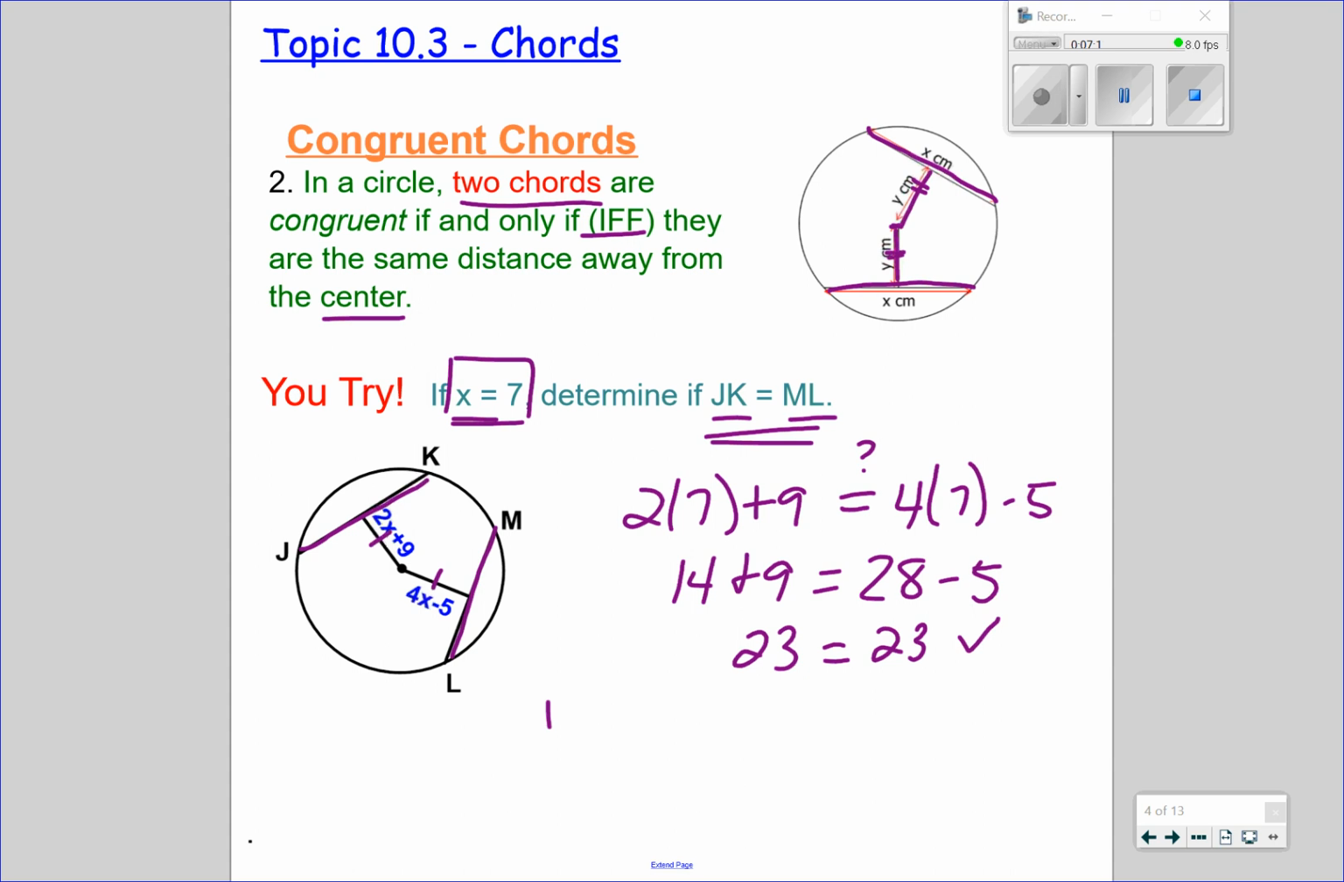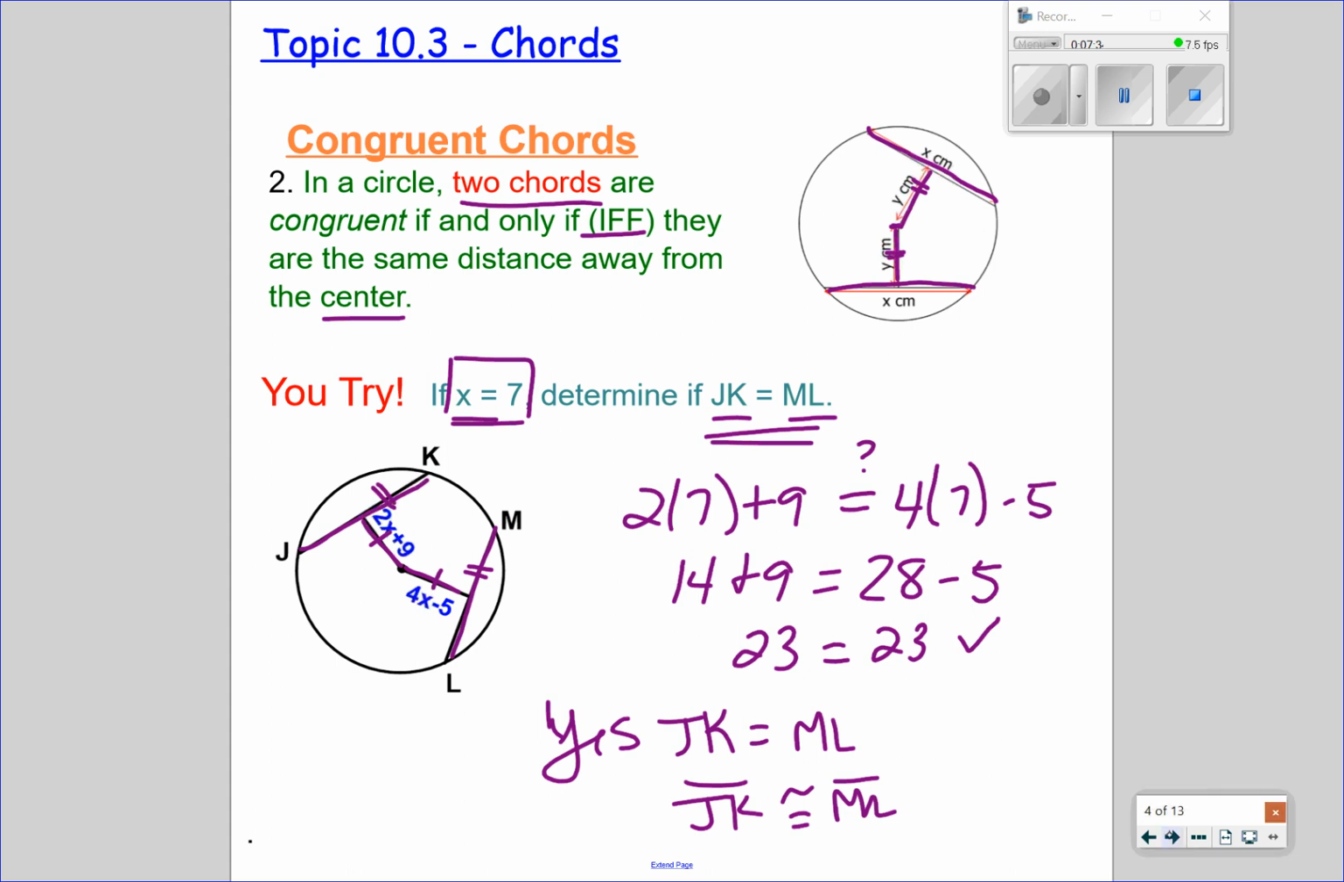So we would say yes, and we would say that JK equals ML, or chord JK is congruent to chord ML. Because these two distances here were equal, that means that this chord is equal to this chord. All right, so pretty simple here.